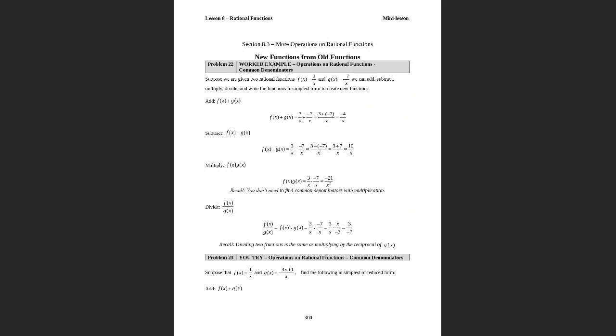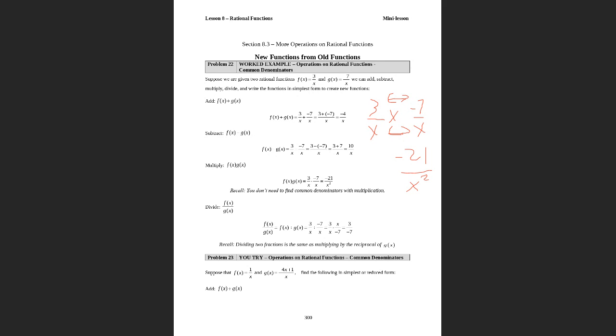Now, what about if you are multiplying? When you're multiplying, you have 3 times, so you multiply the top, right? And then you multiply the bottom. 3 times negative 7 is negative 21 over x squared.